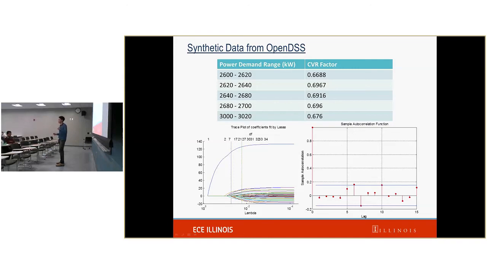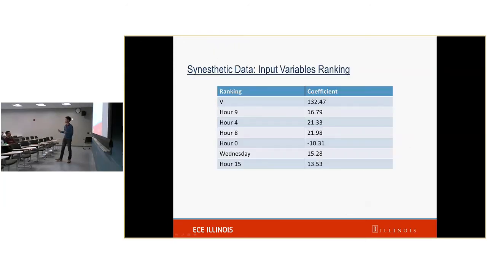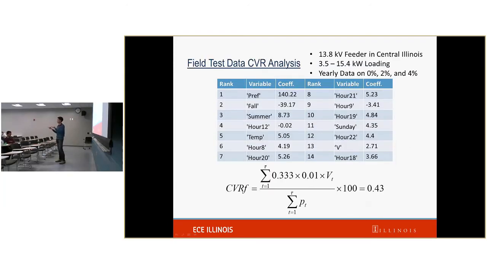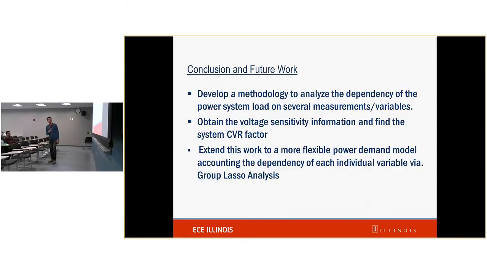Correlation coefficient. I would assume so. I would assume they are very closely related, because you are assuming they should be similar feeders. So in this case, the CVR factor is 0.43 for the Ameren case.